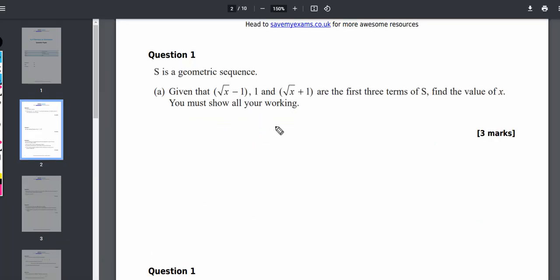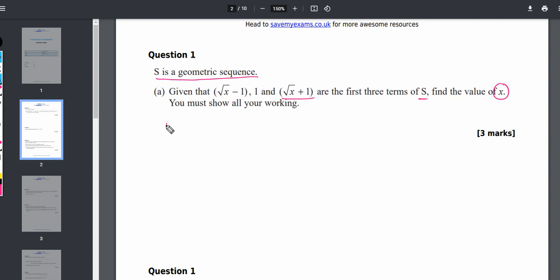Alright, so here we have an exam related question for the geometric sequence. It says S is a geometric sequence given that square root of x minus 1, 1 and square root of x plus 1 are the first 3 terms of the sequence. Find the value of x. So we have to work out the value of x and show the working. Remember that in a geometric sequence we have a common ratio. So this term divided by this term will give us the common ratio. So that will be equal to this term divided by this term.